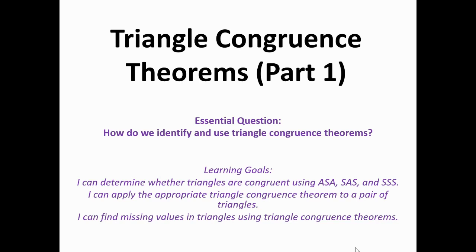Our learning goals are: I can determine whether triangles are congruent using angle, side, and side. Notice I said words for those letters. We'll talk more about that in a minute. I can apply the appropriate triangle congruence theorem to a pair of triangles, and I can find missing values in triangles using triangle congruence theorems. So we have three I can statements, learning targets to work through today.